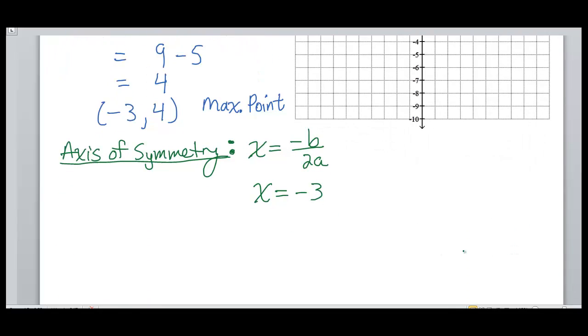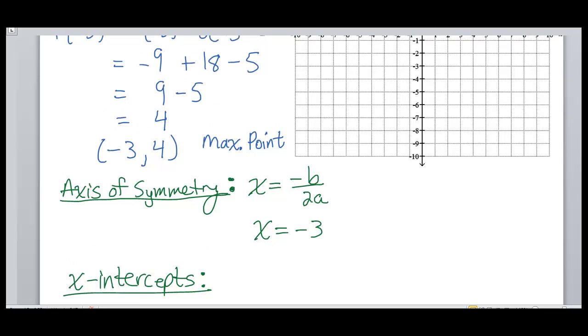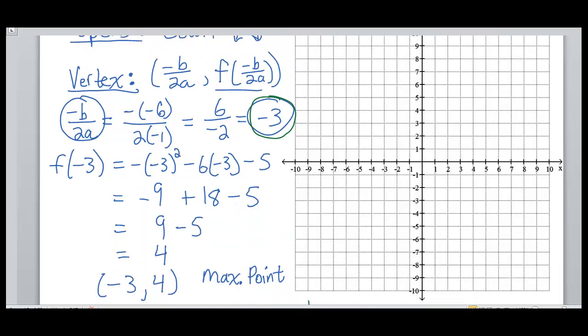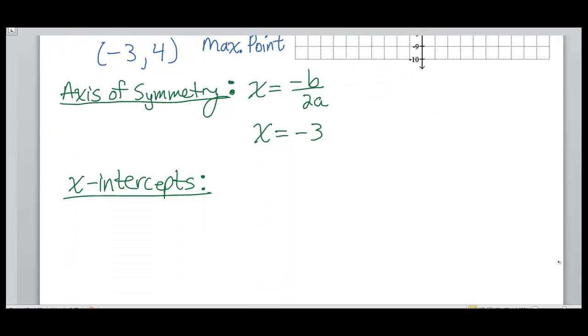Last but not least, we can find our intercepts. I'm going to start with my x-intercepts. To find your x-intercept, you let y be 0, right? I'm going to remind myself of this equation here. I have y equals negative x squared minus 6x minus 5. I'm going to put 0 in for y. So I'm going to get 0 equals negative x squared minus 6x minus 5.